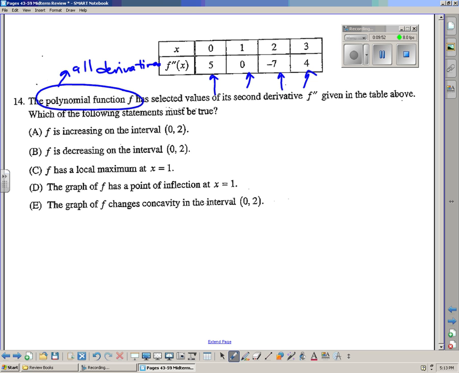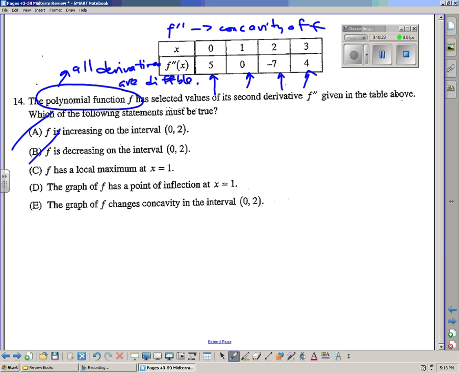In fact, not only that, all the derivatives are differentiable. That's all we know, but we only know these four values. All right. So first of all, f is increasing on the interval 0 to 2. Well, f double prime tells us strictly about concavity of f. So f being increasing or decreasing is just gone. f has a local max at x equals 1.